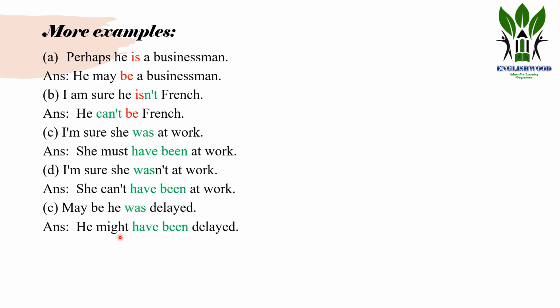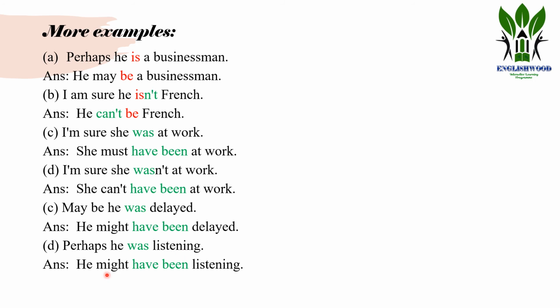Maybe he was delayed. Then he might have been delayed. All right. Then perhaps he was listening. So he might have been listening. So when perhaps, might. Okay. When may or might. Okay. Both are positive here anyway.